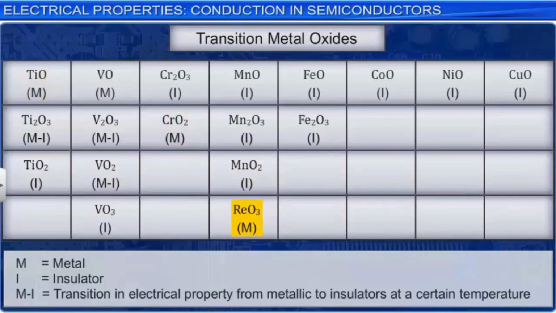Oxides like TiO2, VO3, and many metal oxides behave as insulators. For certain metal oxides like Ti2O3, V2O3, and VO2, there is a transition in electrical property from metallic to insulator at a certain temperature.